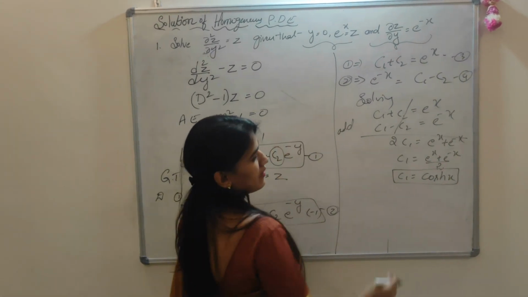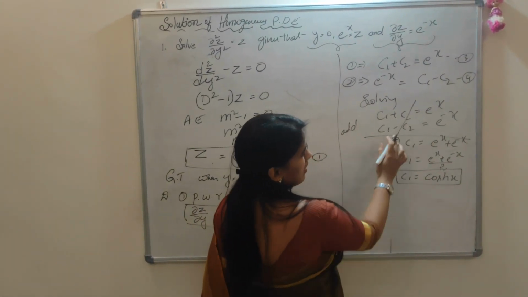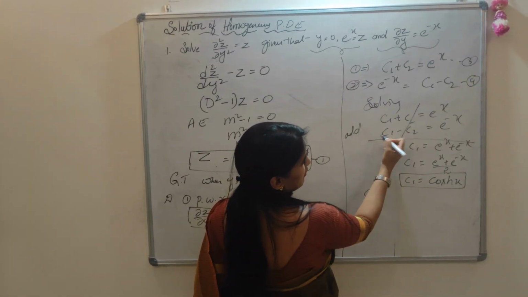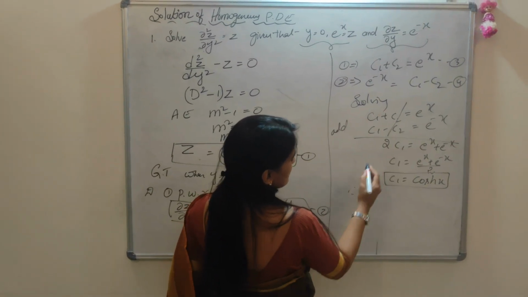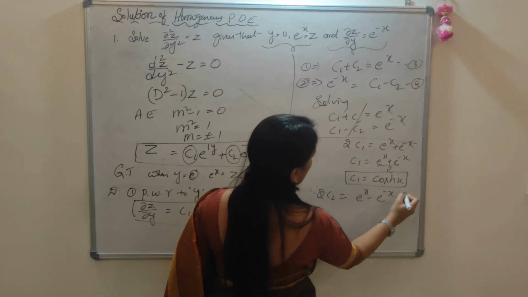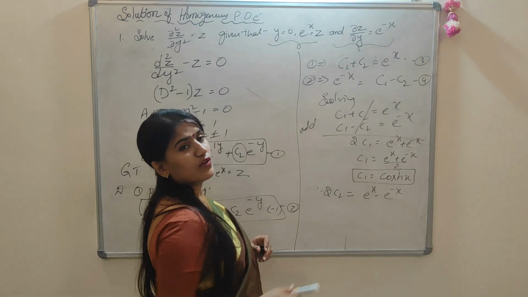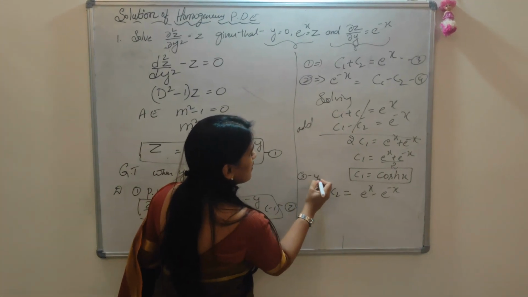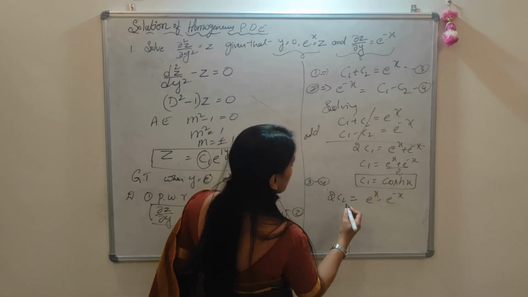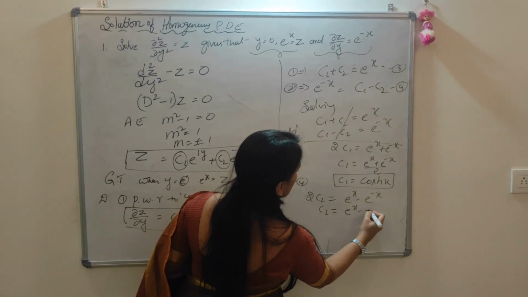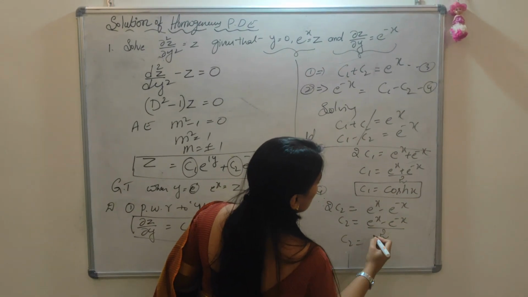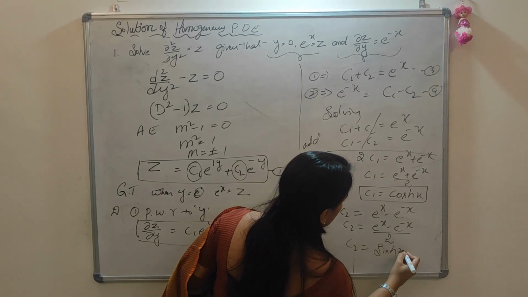Similarly, to find c2, I will subtract equation 4 from equation 3, so c1 gets cancelled. You will get 2c2 is equal to e^x − e^(−x). So c2 is (e^x − e^(−x))/2. This is the definition of sinh x.